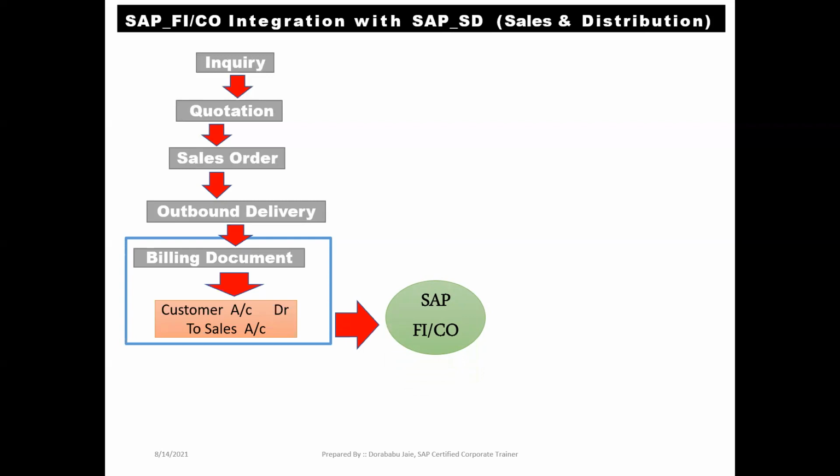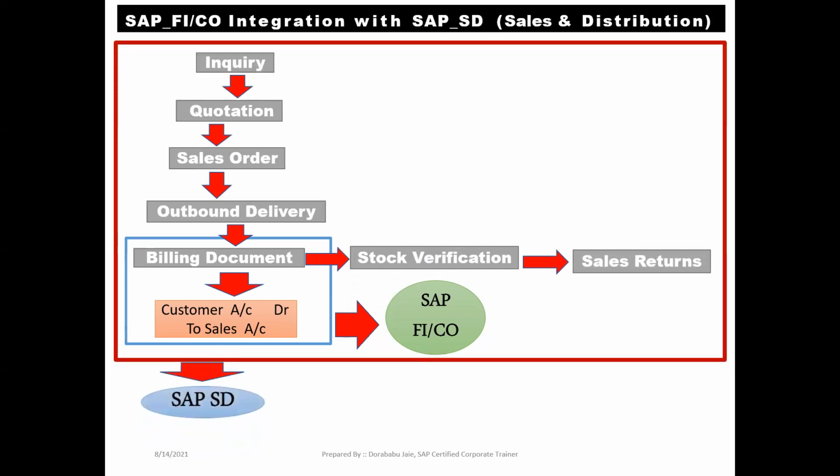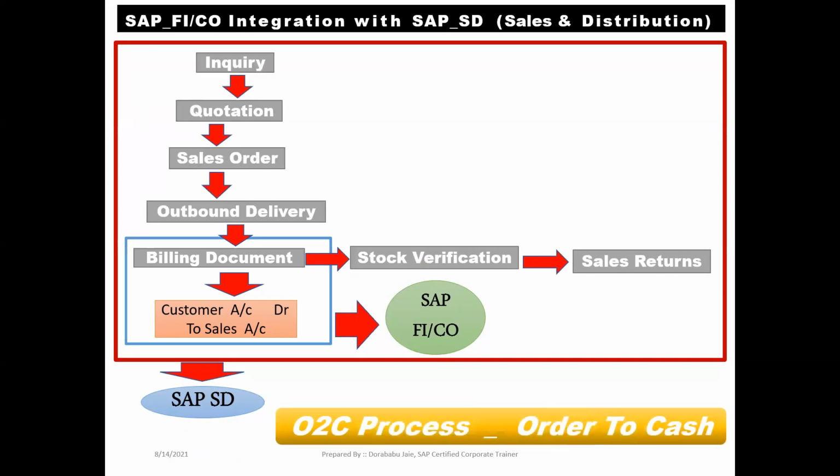Once the customer has taken the billing document, the customer will go for the stock verification, whether they have received the right product or wrong product, and whether they have received good pieces or not. In case they have received the right product but it was damaged, then they will go for sales returns. This entire process is controlled by the SAP SD team, the sales and distribution team. This entire process we can call the OTC process. OTC stands for order to cash. From inquiry to billing document is controlled by the SAP SD team.